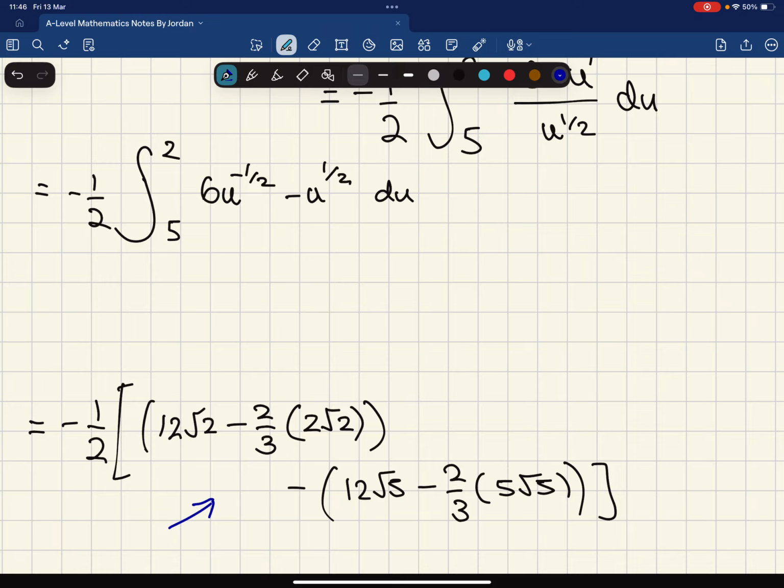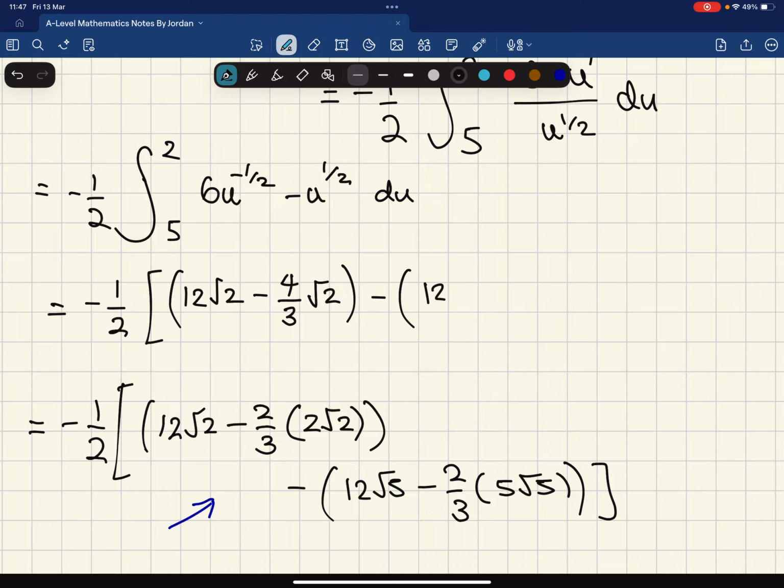Lovely. Let's clean it up a little bit. So let's carry on here. So we have minus 1/2. Let's multiply this out. So 2 times 2 gives us 4. That's 12 √2. Take away 4/3 √2. Then we have 12 √5 for this one. 2 times 5 being 10, so minus 10/3 √5.